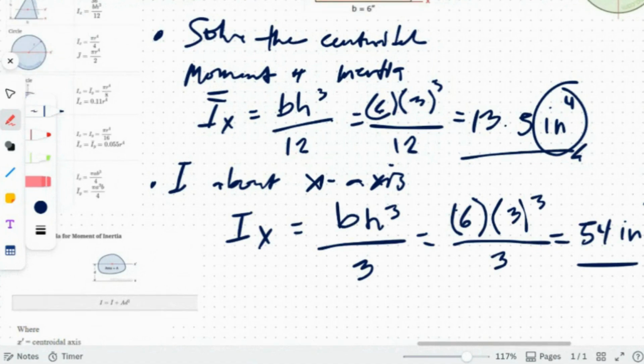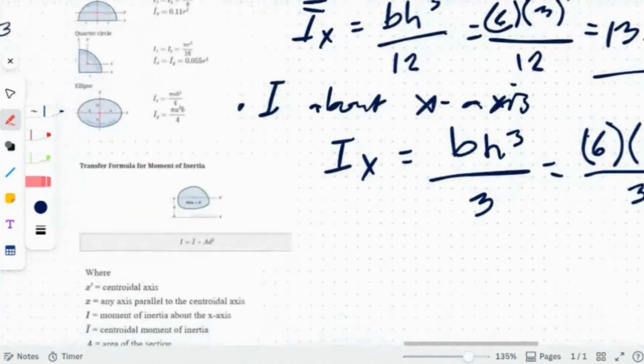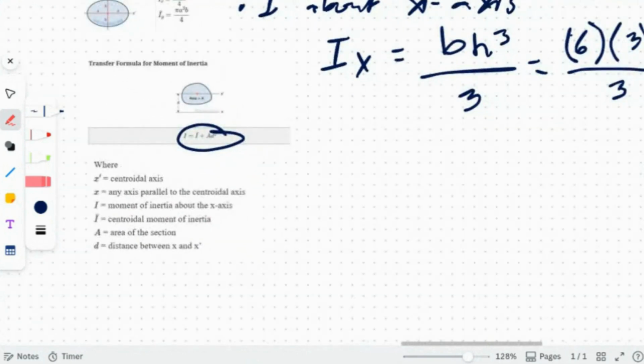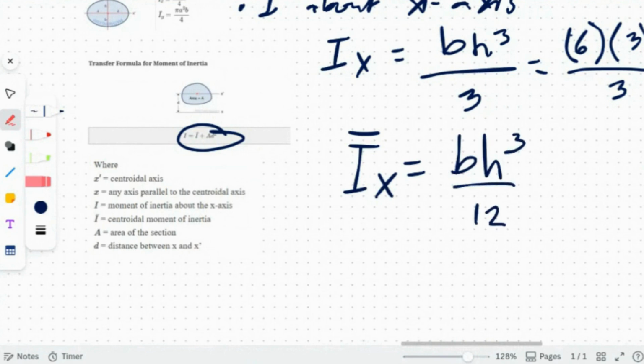Now, I want to teach you guys a transfer formula. If you want to transfer the axis, all you need to do is use this equation. So what do you mean by that? For example, you have a centroidal equation. Let's take I bar x is equal to b h cubed over 12. Now you want to move it to this axis, the x-axis.